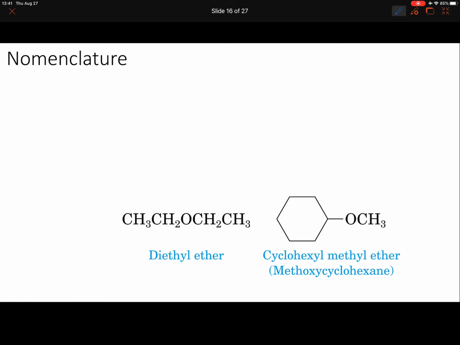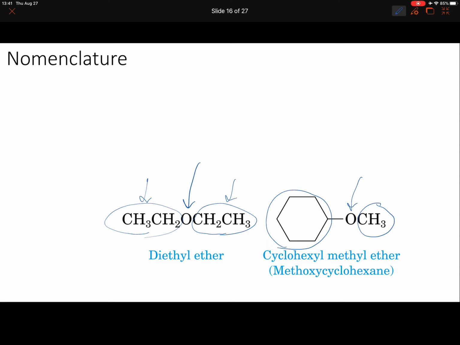So for example, here we have an ethyl and an ethyl. I know this is the one that I already showed you, but the common name for this is diethyl ether, because there's two ethyls and it's an ether. In this case, we have a methyl and we have a cyclohexyl. Cyclo comes before methyl, so cyclohexyl methyl ether.